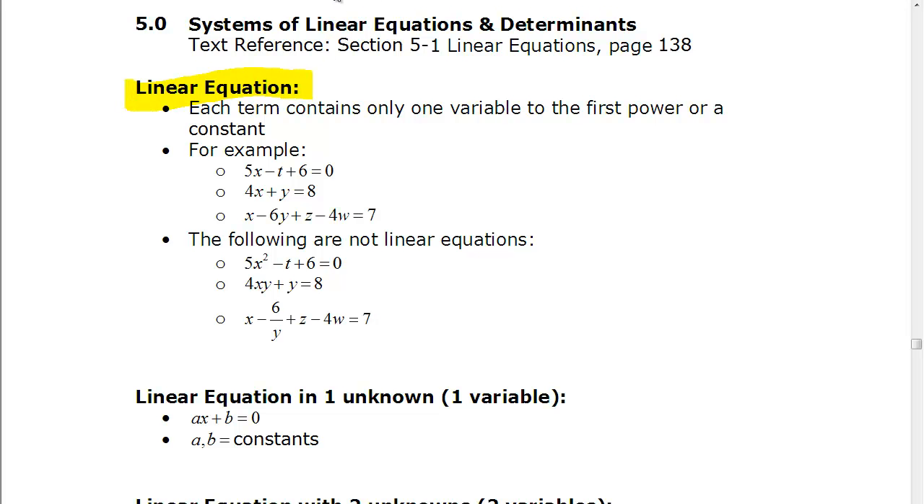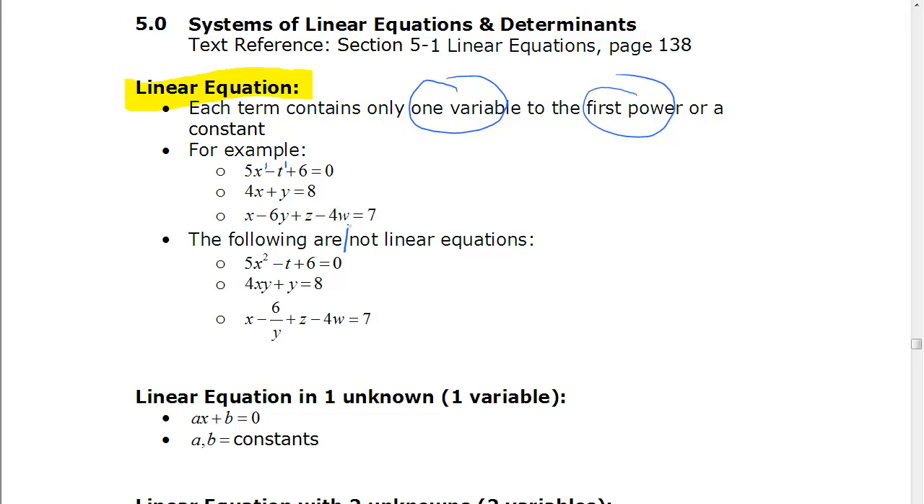A linear equation is when each term contains one variable to the first power or a constant. We usually look for one variable to the first power. If you look at these three examples, these are all linear equations. In the first one, we see 5 multiplied by x to the power of 1, t is to the power of 1, 6 is a constant, and it equals a constant. And similarly in the next two. All the variables are to the power of 1, and they're all in terms by themselves.